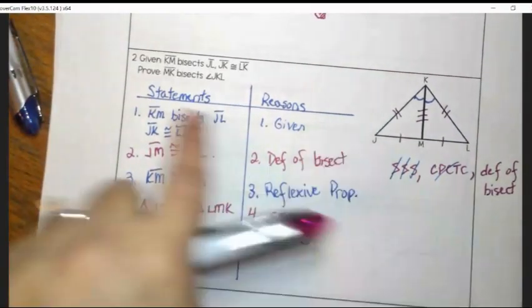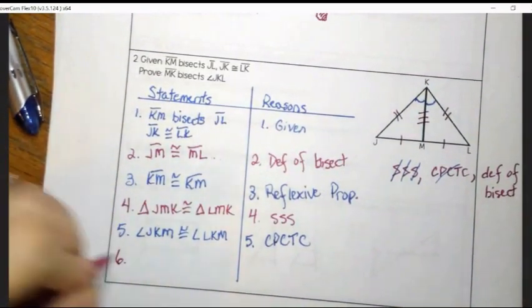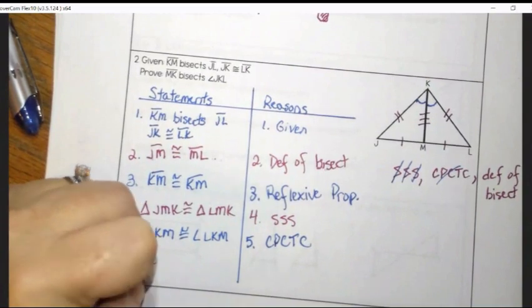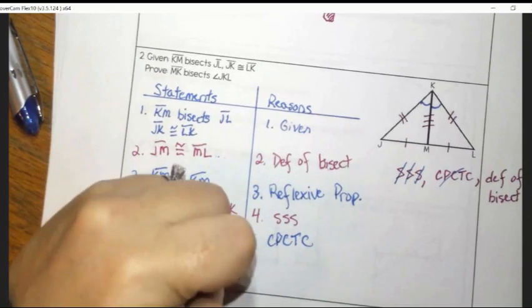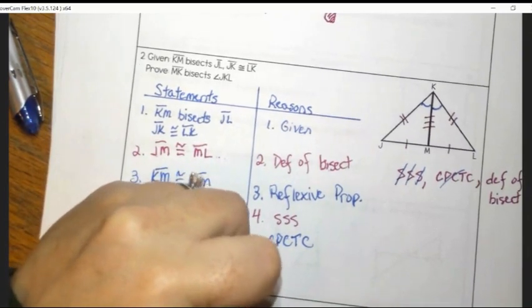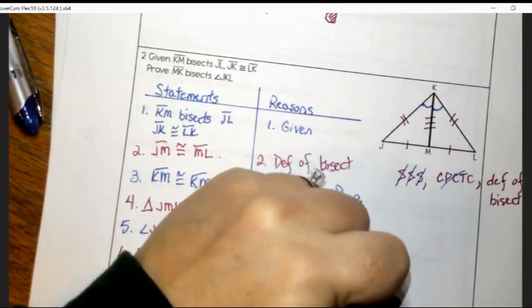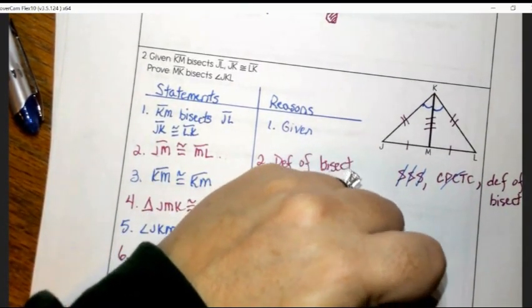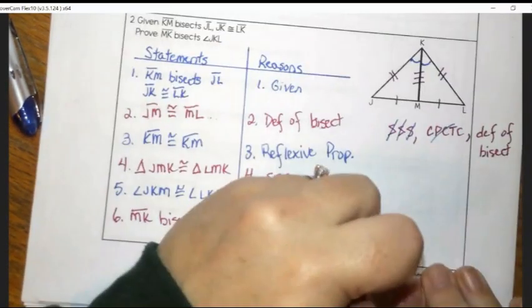Now the very last thing is to say that that line segment is going to be bisecting that angle since it created 2 congruent angles. So MK bisects angle JKL. Definition of bisect. The end.